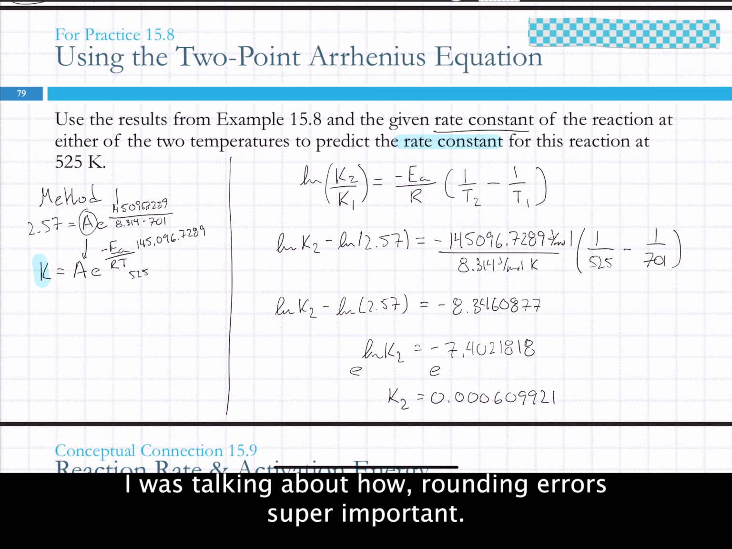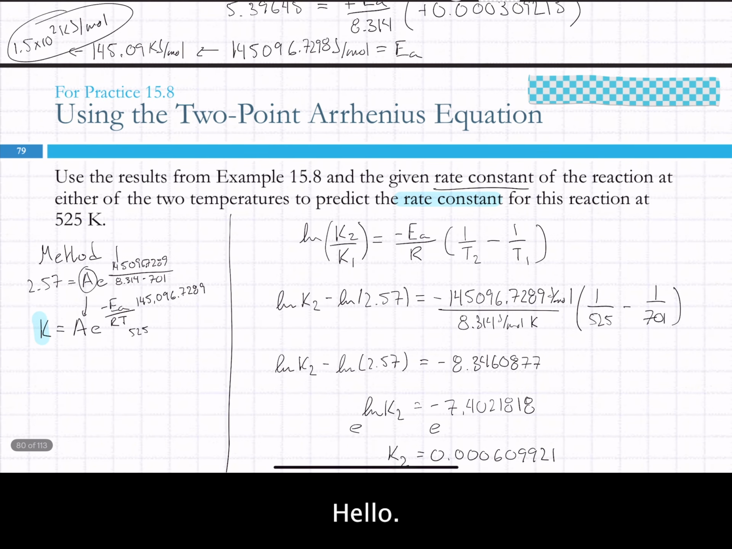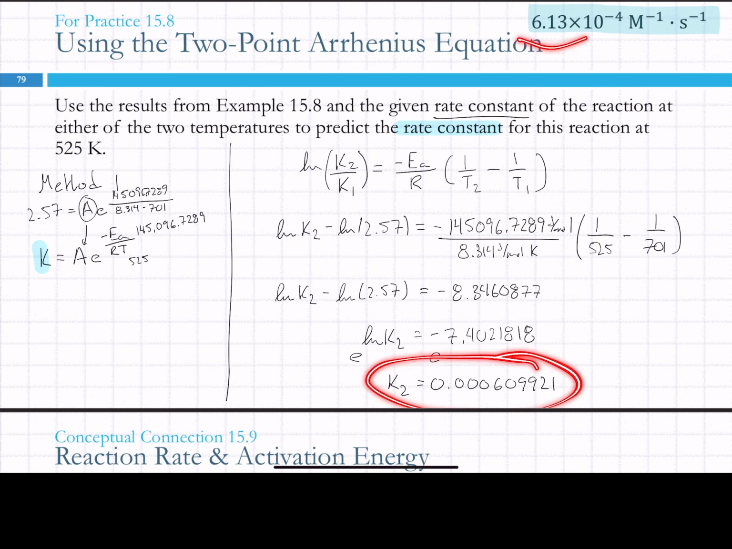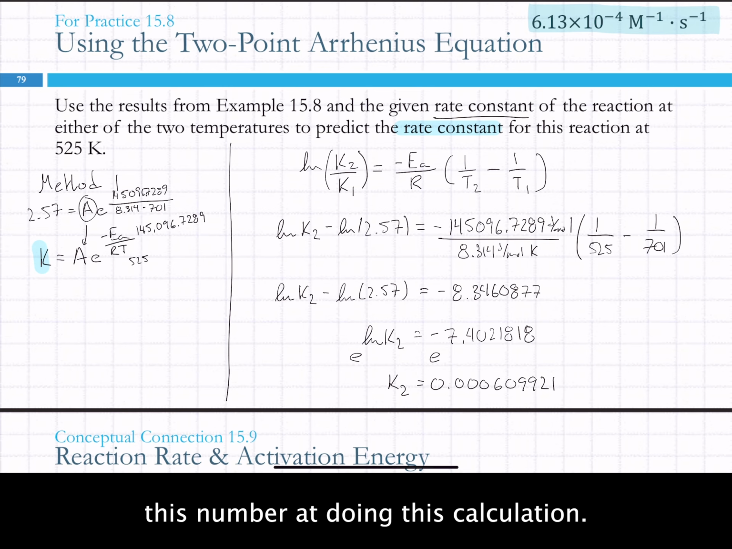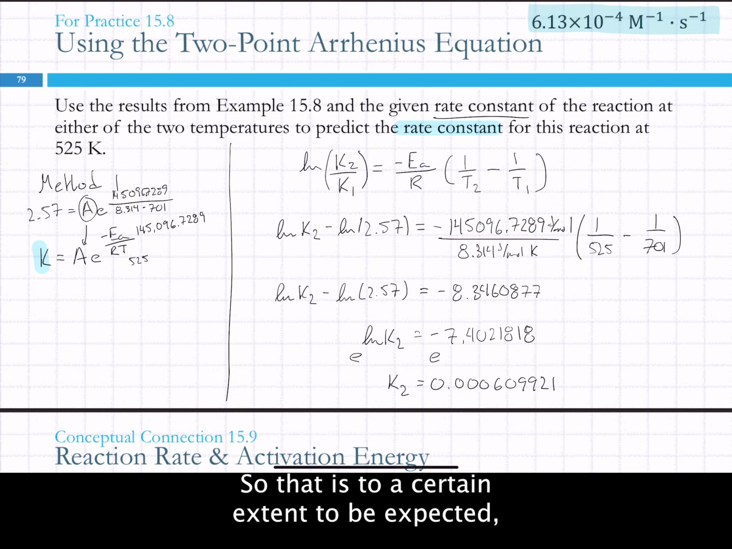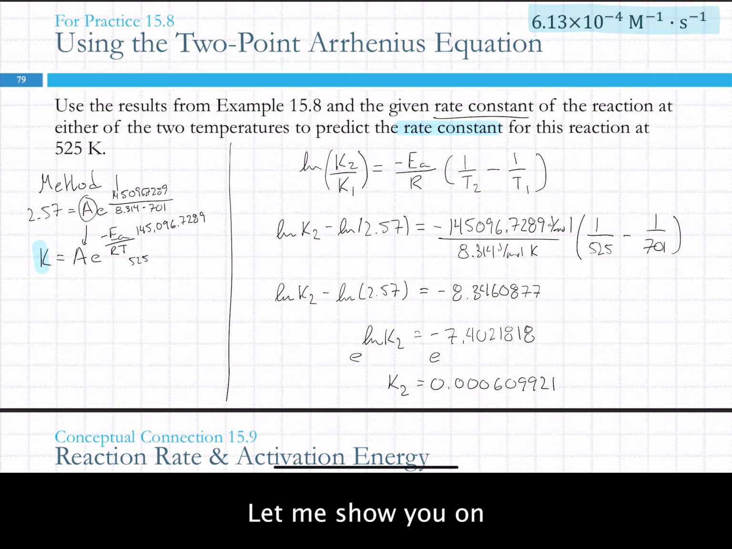Okay, so I was talking about how rounding errors are super important. I used the whole number. It's really annoying, and I'm still off by a little bit. So I don't know where they rounded this number in doing this calculation, but even using the whole thing, it's slightly different. So that is, to a certain extent, to be expected. I'm going to have to look at the Alex problems to see how they mitigate this. Well, let me show you on these other slides.